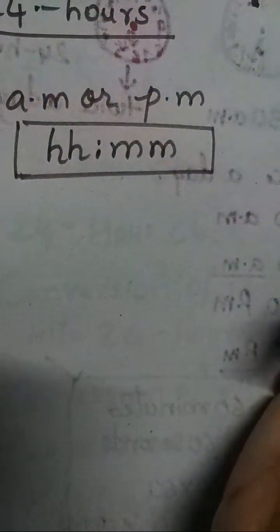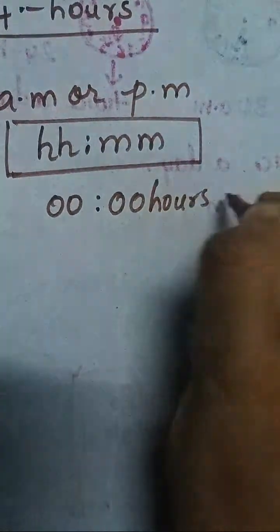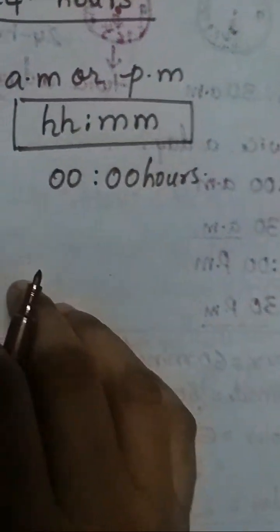Midnight in the 24-hour clock is denoted as 00 hours. 24 hours refers to midnight of the next day. I have already told you 12 midnight is the start of the next day. 12 a.m. starts the next day.